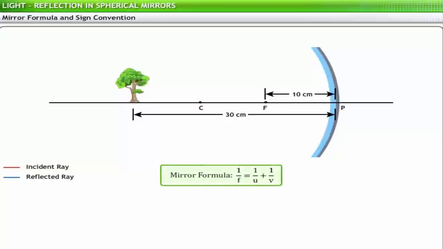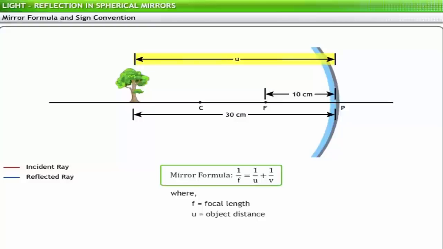1/f = 1/u + 1/v, where focal length f is the distance between the pole P and the principal focus F. Object distance u is the distance of the object from the pole P of the mirror. Image distance v is the distance of the image from the pole P of the mirror. All distances are measured from the pole.